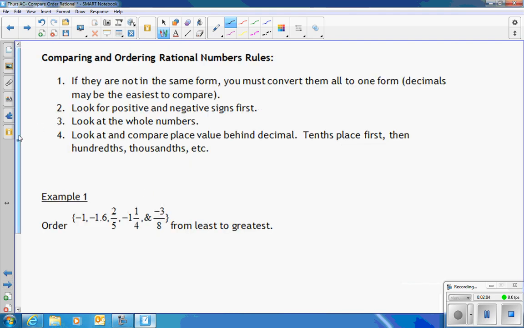So when we're comparing and ordering rational numbers, sometimes you'll be able to place some of them in the correct order without converting, but sometimes you'll need to change things to decimal form. So I'm going to take my negatives first because I know that those are the smallest ones. So I'm looking for, remember the number line. This is 0 and -1, and this is -2. So the bigger the number is, the further left it is, the smaller it technically is.